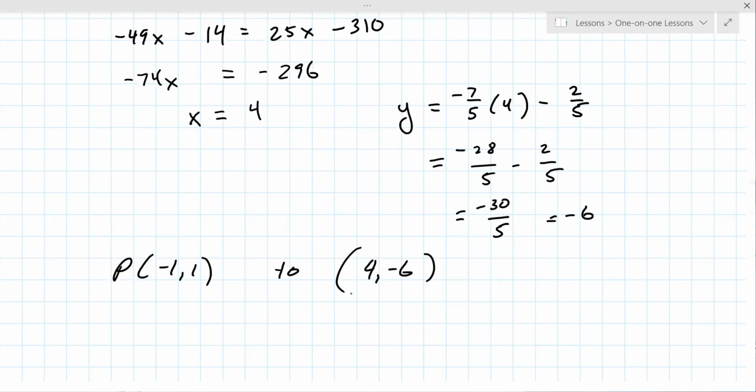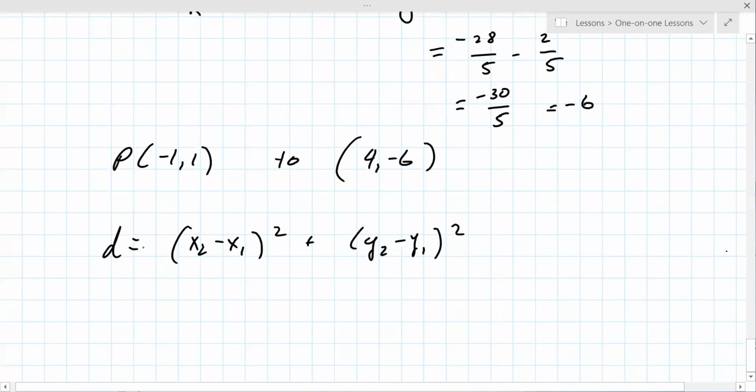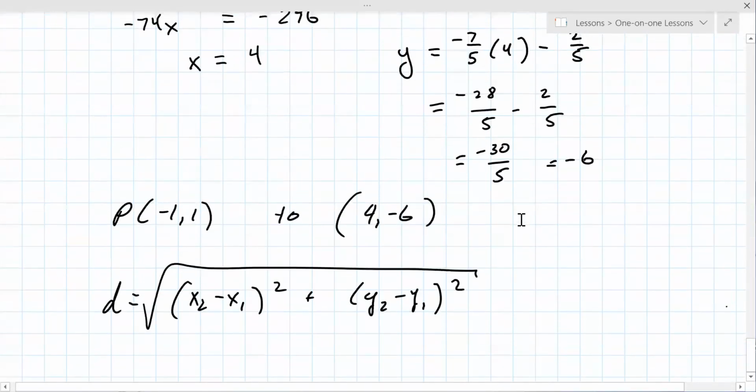Wait, I'm confused. So I'm just asking you to use the distance formula for me. This is the final step here. It's x2 minus x1 squared, plus y2 minus y1 squared, square rooted. Could you scroll up a little? Sorry. Absolutely.